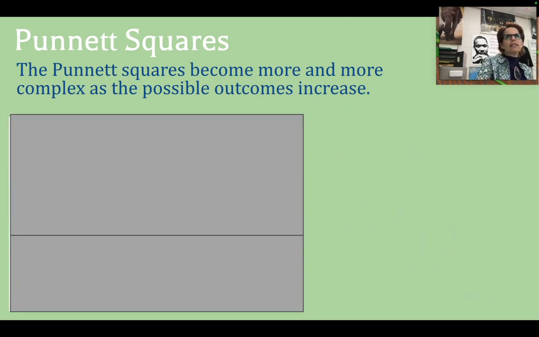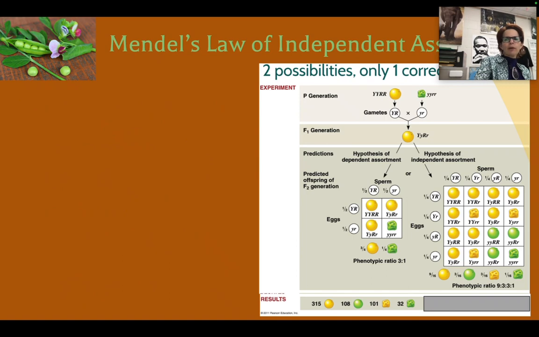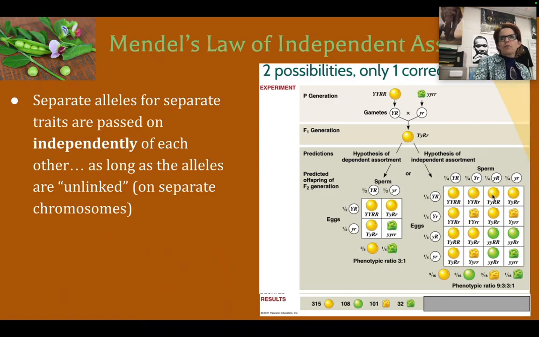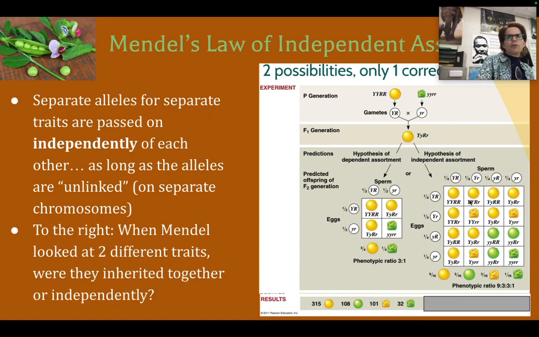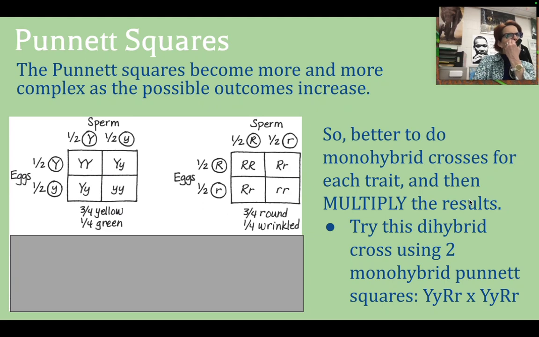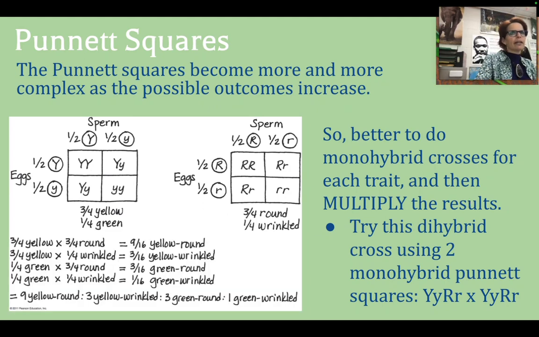Rather than doing one of these giant Punnett squares, and it could be even bigger than that, you can just do 2 simple monohybrid squares and then multiply the results. So if you want to know what percent are going to be yellow and wrinkled, you just do 3/4 times 1/4, and you would know that 3/16 would be yellow and wrinkled.